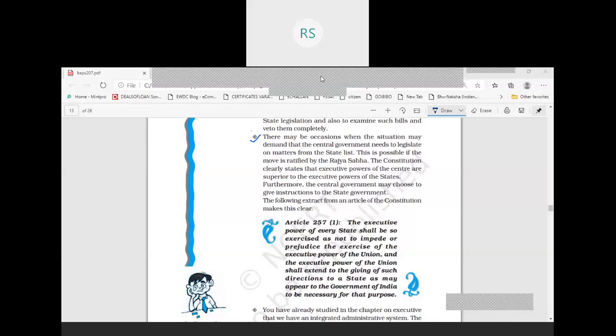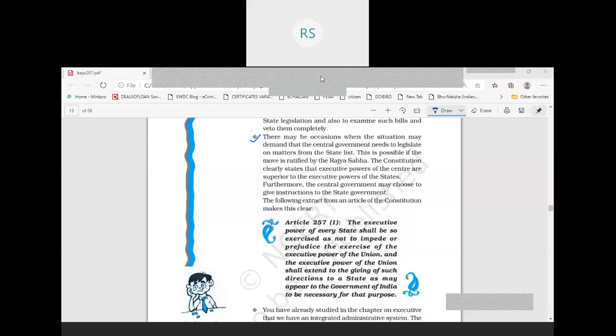As we know, Rajya Sabha is the representative body of states, as the name suggests, Rajya Sabha, है ना? So it is important that the central parliament or the union parliament can make laws on the subjects of the state list, but it can do so only when the Rajya Sabha ratifies such a move, because Rajya Sabha is considered the representative body of the states.